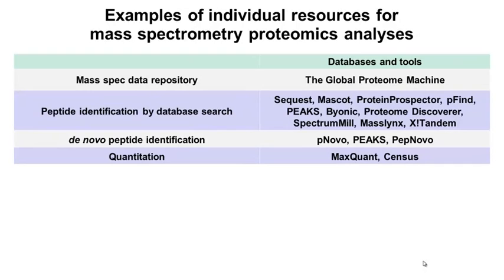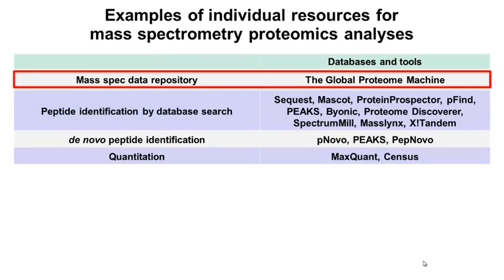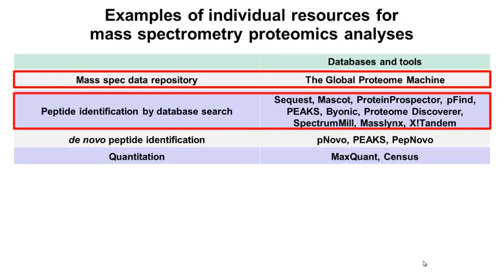Because of the limited time, we didn't cover enough of mass spec proteomics analysis in this MOOC. I'd like to show you some of the databases and tools on this slide. Other than the large mass spec data repository PRIDE at EBI, the Global Proteome Machine, GPM, also contains lots of mass spec data. There are two main types of methods to identify peptides from mass spec data.